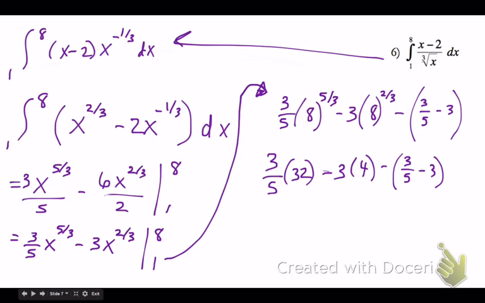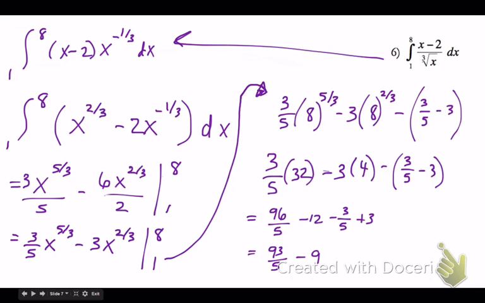And again, without a calculator, because this would be a non-calculator question on the test. So without a calculator, you need to be able to do that without the use of one, I should say. So when we multiply this, we get 96/5 minus 12 minus 3/5 plus 3. So that's 93/5 minus 9. Is that right?